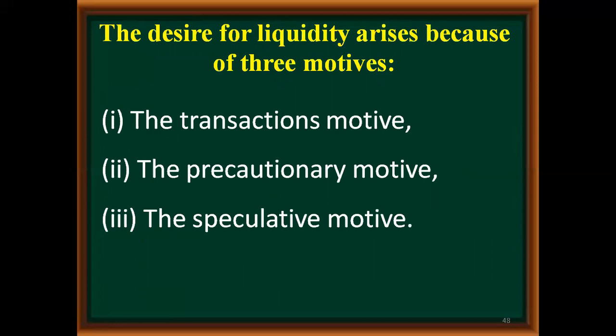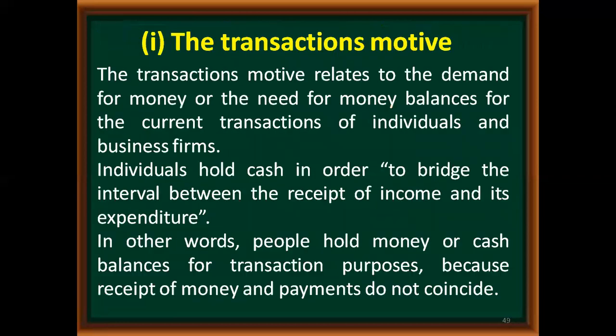Now, the transaction motive and precautionary motive are together known as L1, liquidity preference 1, and the speculative motive is studied separately because the factors affecting the speculative motive are different from the first two components, that is transaction and precautionary motive. That is why it is known as L2. So the total liquidity preference of Keynes can be known by adding or summing up L1 and L2.